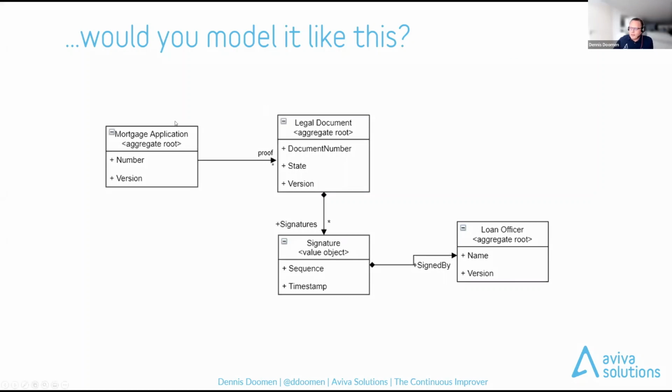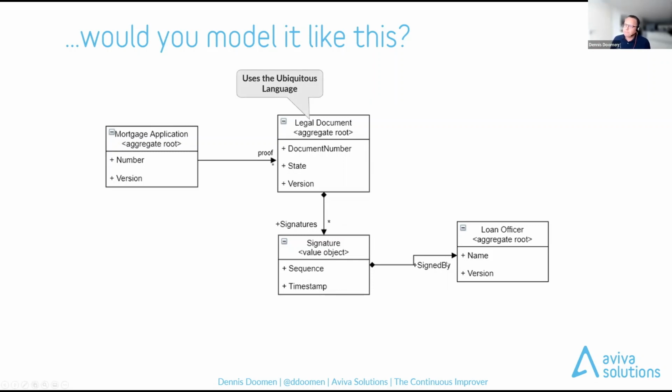I have a mortgage application with 2 properties: a number that identifies the mortgage application, and the version for optimistic concurrency, which points to 1 or more legal documents. And by the way, this is UML, and I see at least one person with gray hair, so they probably remember what UML is. I hope the younger generation is still using it. This is what we call a class diagram. Yes. Thank you, Eduard. I can see you smiling. That's good. We have a legal document, and that legal document has a connection to 0 or more signatures. And those signatures are obviously signed by a loan officer. Makes sense, right? That's a pretty logical domain that you would create.